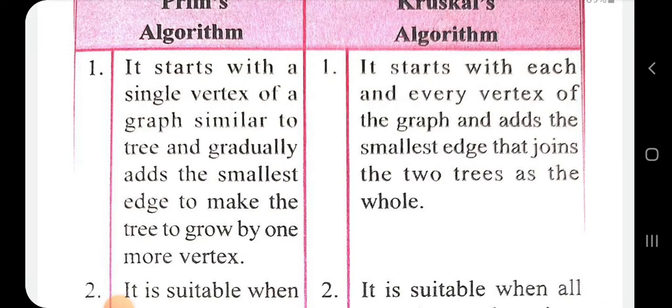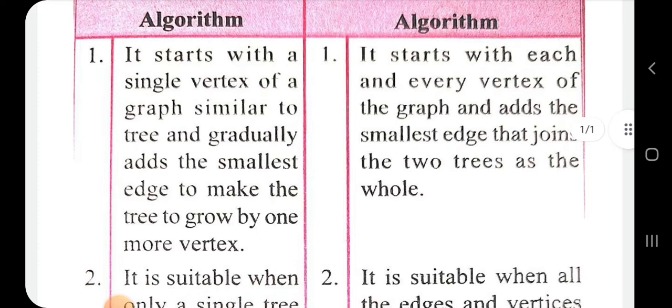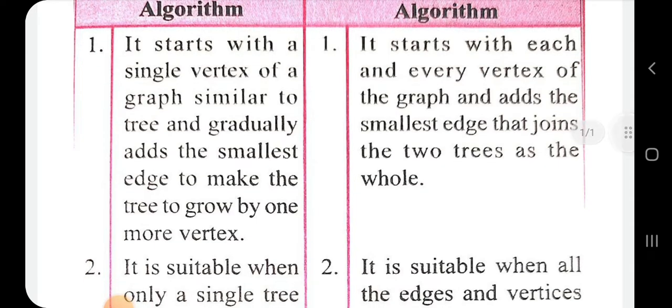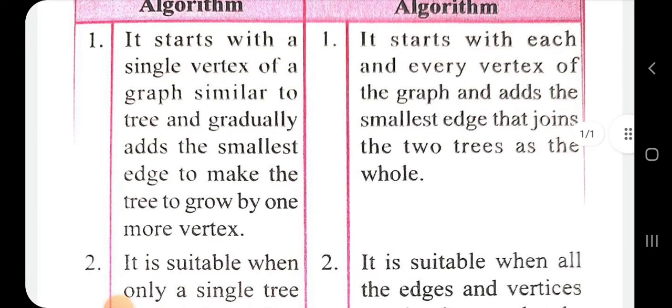Here, we will be starting with a vertex from the graph, and gradually you add the smallest edges to make the tree grow one by one. You will be adding all those edges which are adjacent to them and which will not form a cycle in case of Prim's algorithm. But in Kruskal's algorithm, we will be selecting the edge which has the smallest weight. Directly we will be selecting those particular edges.